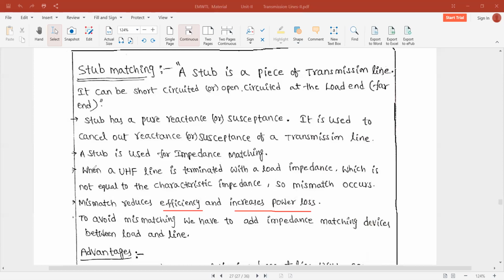Once again, I will explain here, my students, why the mismatch occurs. Stubs are always used in impedance matching, and mismatching occurs when an ultra high frequency line is terminated with a load impedance which is not equal to the characteristic impedance. Mismatch reduces the efficiency and also increases the power loss. To avoid this mismatching, we have to add impedance matching devices between the load and the line.